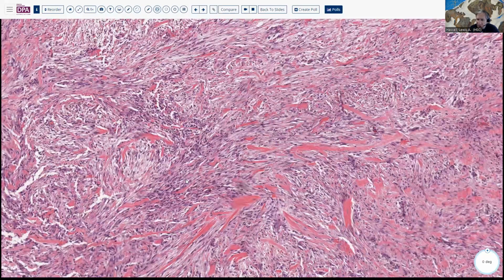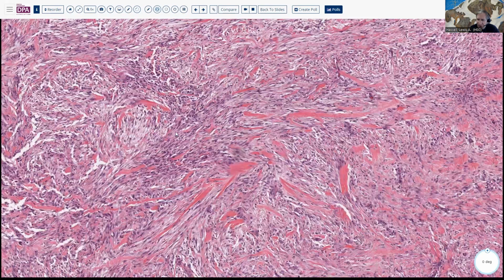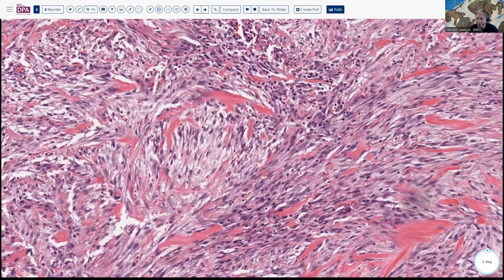You'll notice here that we do get some more mature collagen in this lesion, but again, a very loose appearance, occasional extravasated red cells, the appearance of some inflammation. These can all be clues that will be useful to help you make the diagnosis of nodular fasciitis.